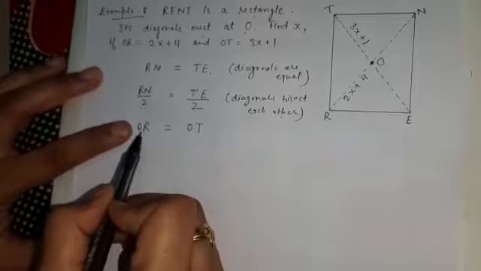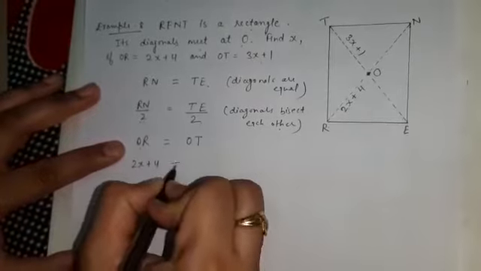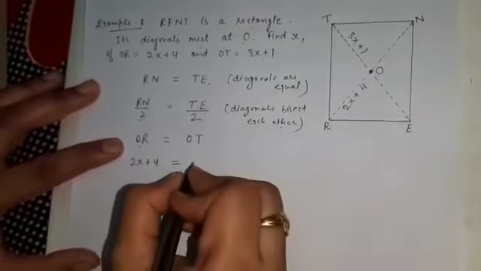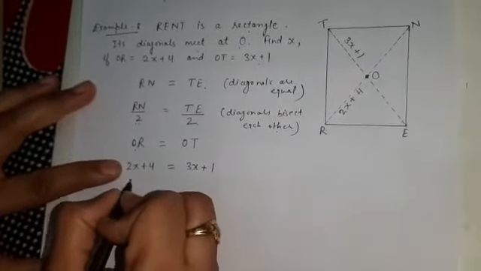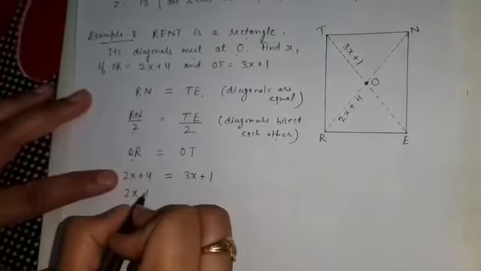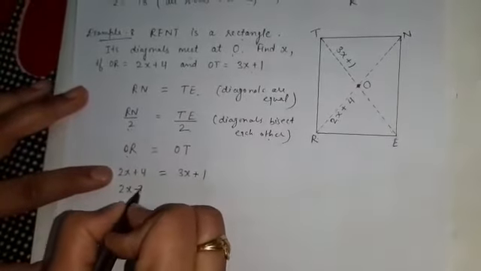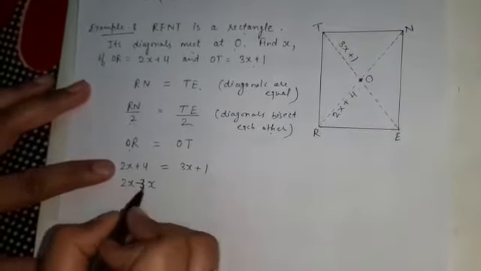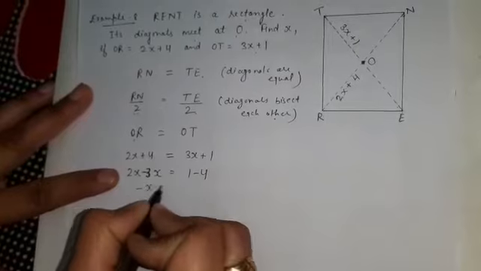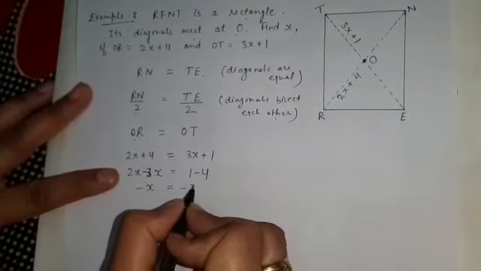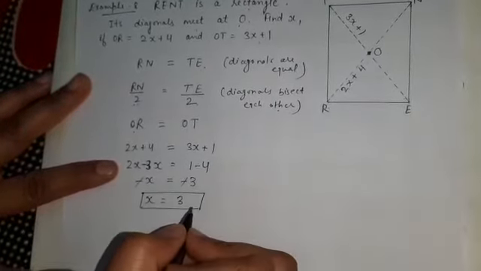Now OR, what is the value of OR given? It is 2x plus 4. So let's put 2x plus 4. Now OT is 3x plus 1. Now simplify the equation. 2x plus 4 is equal to 3x plus 1. Now this 3x will be shifted to this side and become minus 3x. 2x minus 3x is equal to 1 minus 4. 2x minus 3x is minus x. 1 minus 4 is minus 3. Minus signs cancel, so x is equal to 3. So this is the value.